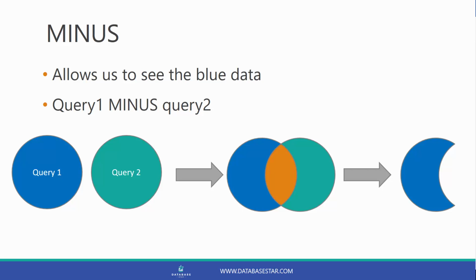If we have our query diagram that looks like this, with the two separate queries on the left, they can be combined with some overlap that might exist. A minus query would just show the blue section.